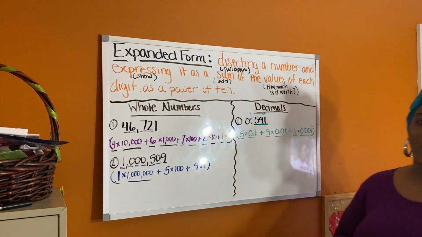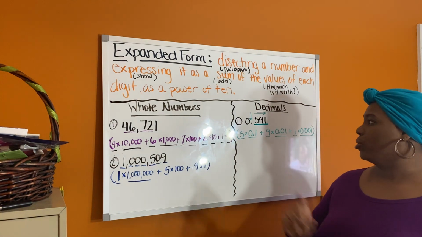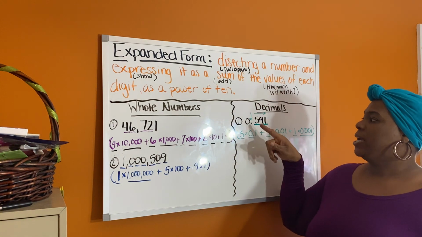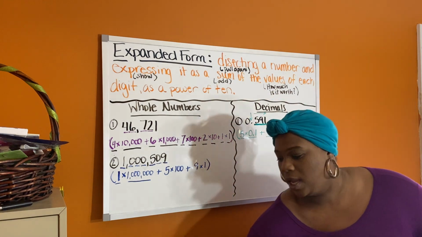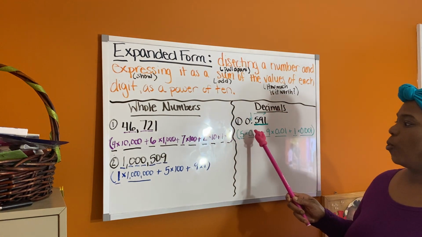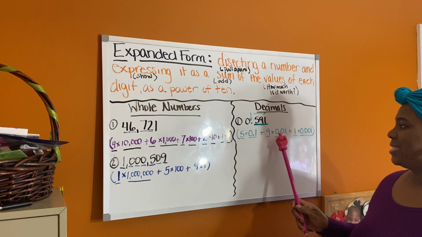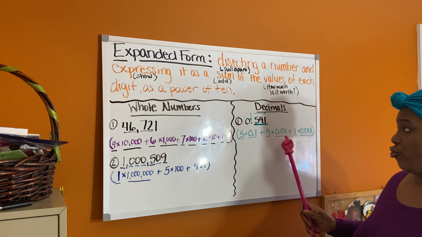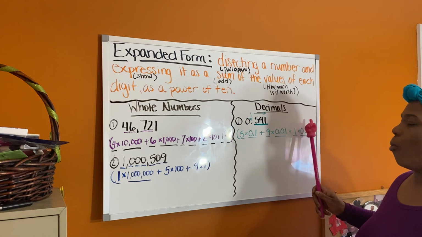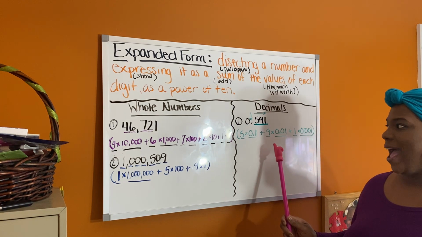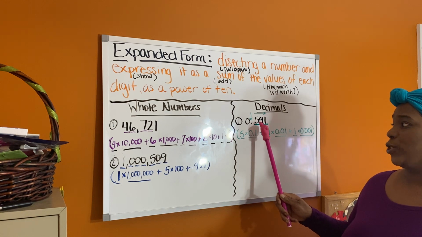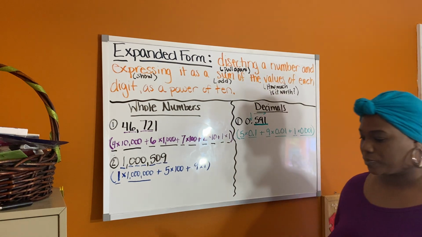So this is how I would write, using decimals, 0.591 in expanded form, okay? 5 times 1/10 plus 9 times 1/100th plus 1 times 1/1,000th. All right, so that is how you would write 0.591 in expanded form.